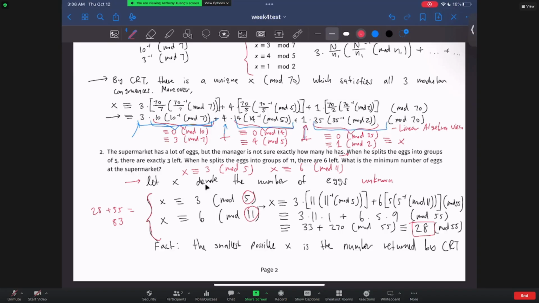However, it remains a fact that the smallest possible x is just the smallest number that's returned by CRT. And this number is always going to be between 0 and 54 in this case. So the correct answer is 28.